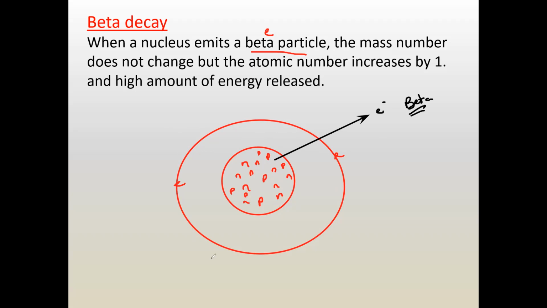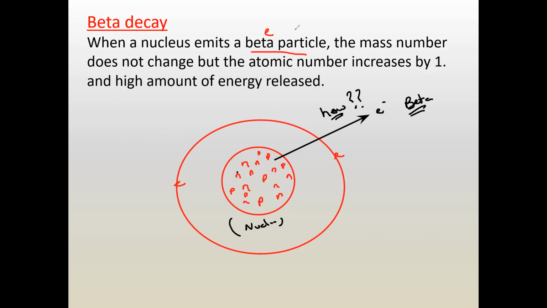But the question arises here: how can an electron come out from the nucleus if it is not there? When we draw the nucleus of an atom, we don't draw electrons inside the nucleus. But in radioactive emission, we find that the electron is coming out from the nucleus. So the question is how this electron is coming out if it is not there. The answer to this question is what happens in a beta decay.